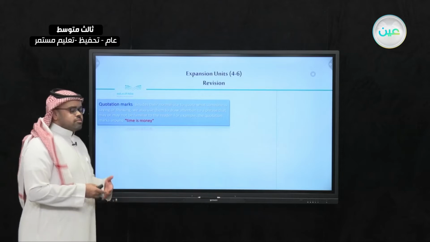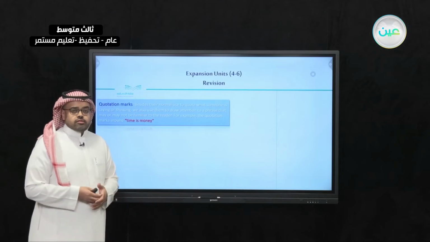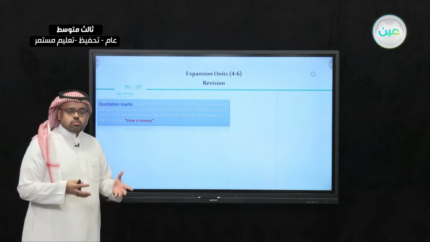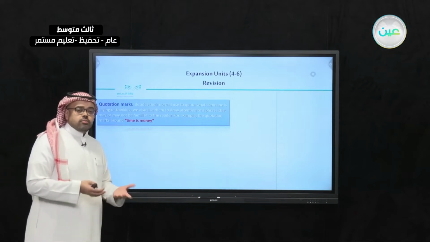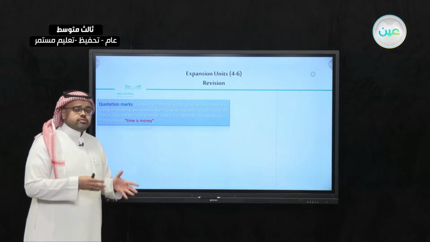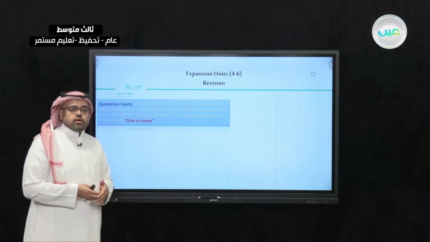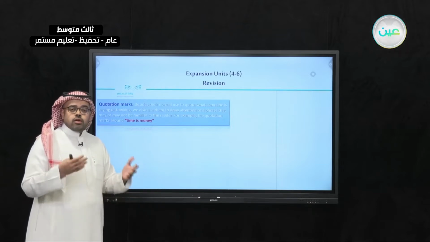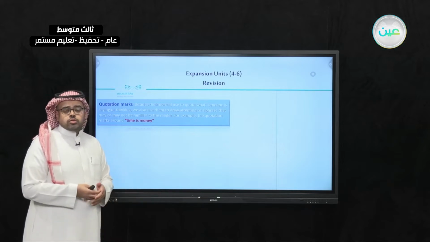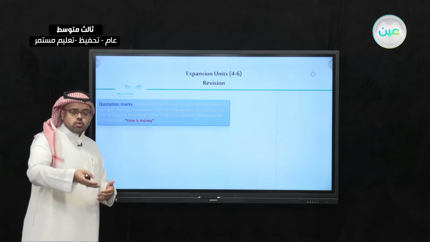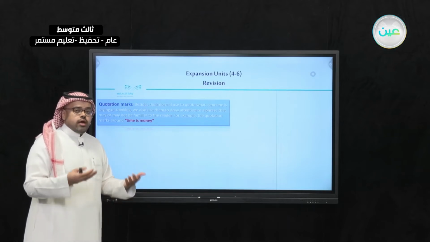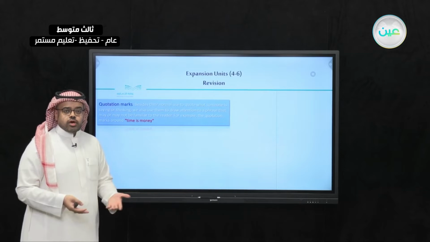Before we do this, let's make a quick revision on our last lesson. In our last lesson, we talked about punctuation marks, and we said that sometimes in reading we can face a lot of them, as they help us in understanding the meaning of any text. Not only this, but even in writing, they help the reader understand some of the meanings that we try to explain.